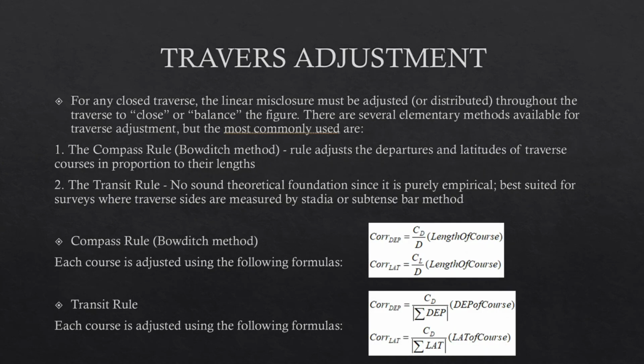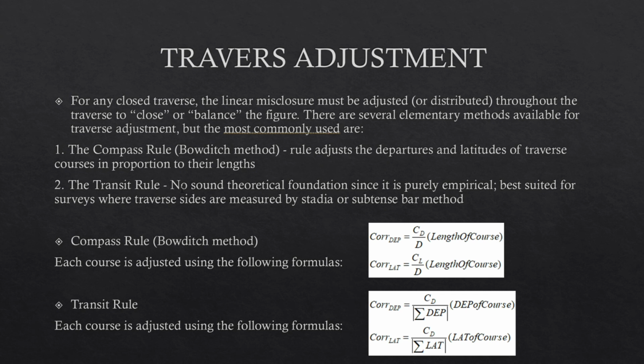For any closed traverse, the linear misclosure must be adjusted or distributed throughout the traverse to close or balance the figure. There are several elementary methods available for traverse adjustment, but most commonly used are compass rule and transit rule. Sa compass rule or bowditch method, the rule adjusts the departure and latitude of traverse course in proportion to their length. So, ito siya.